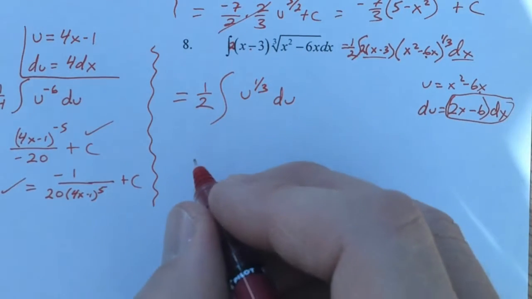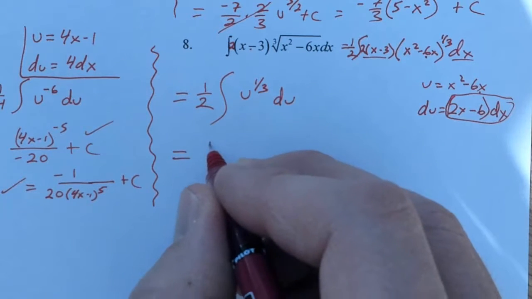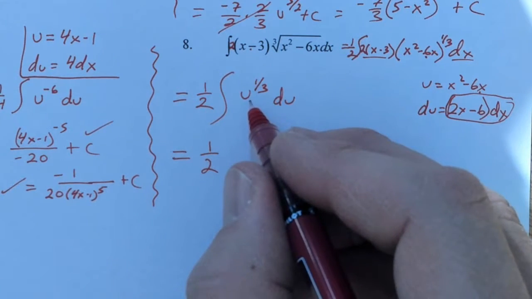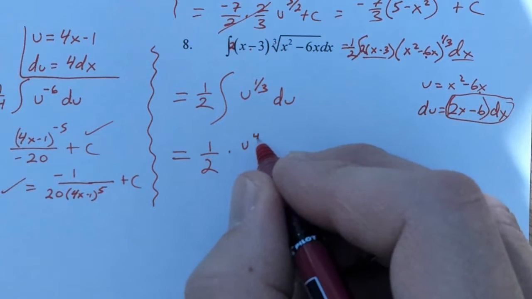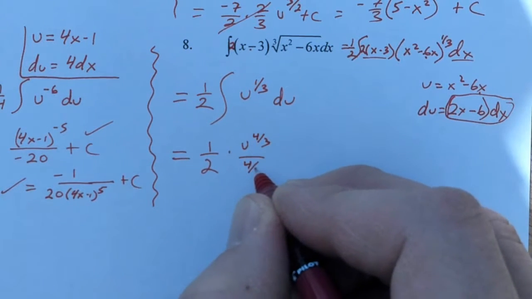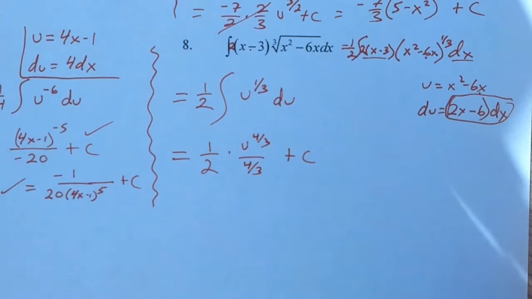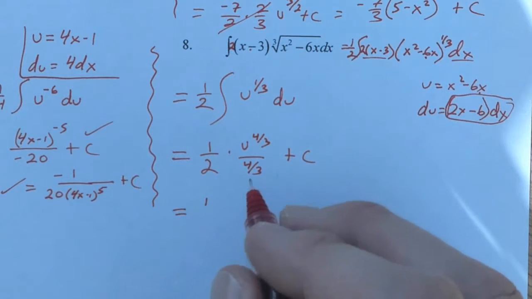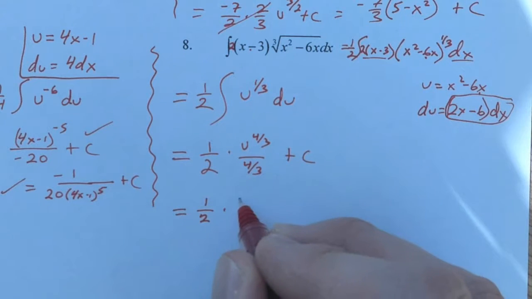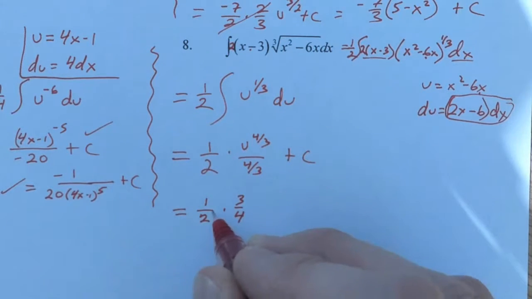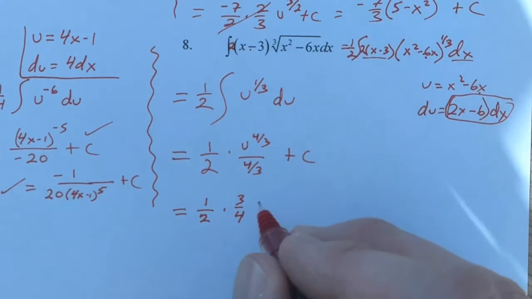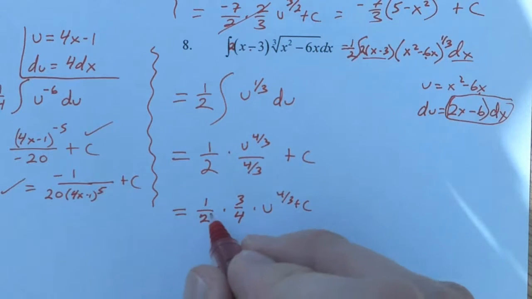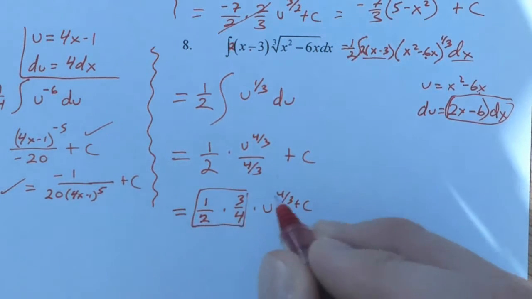All right, now it's time to take our antiderivative, so the 1/2 stays. When we add 1 to 1/3, we get 4/3. So this becomes u to the 4/3 over 4/3 plus c. If we're dividing by 4/3, that's the same thing as multiplying by 3/4. So we have 1/2 times 3/4 times u to the 4/3 plus c. We can see there that this is 3/8.